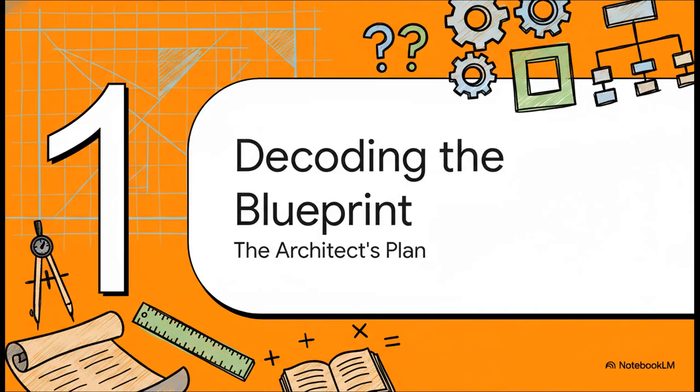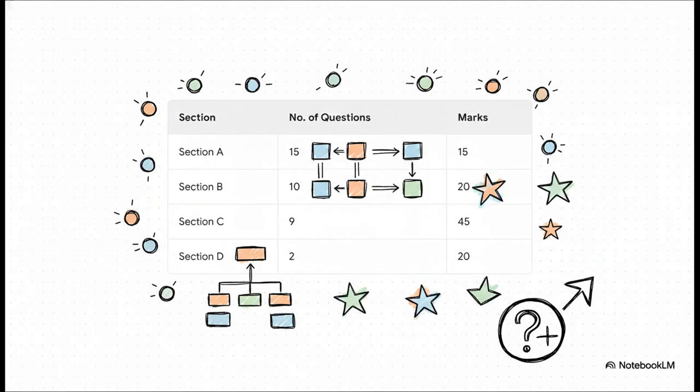Okay, first things first, the architect's plan. Before we solve a single problem, we have to understand the rules of the game. The official question paper design tells us everything we need to know about how this exam is structured. So let's break it down. The exam is split into 4 sections. You've got your quick 1 markers in section A, the short 2 markers in B, your more serious 5 markers in C, and then the 2 big ones, the 10-mark questions in section D. It's a classic 100-mark paper.